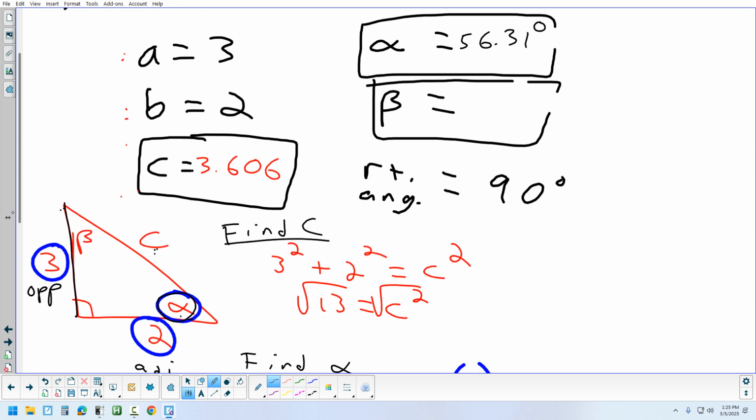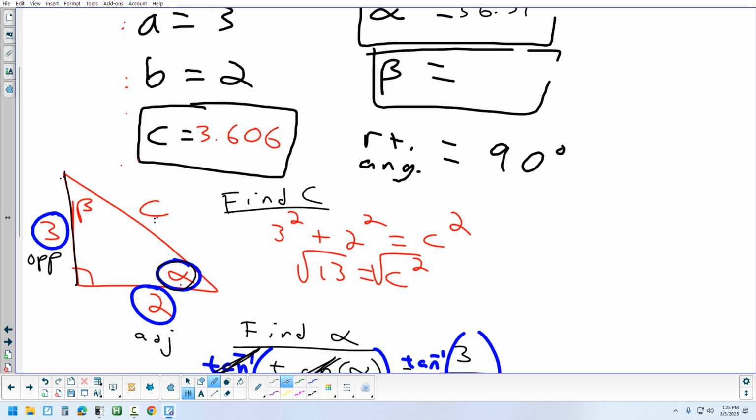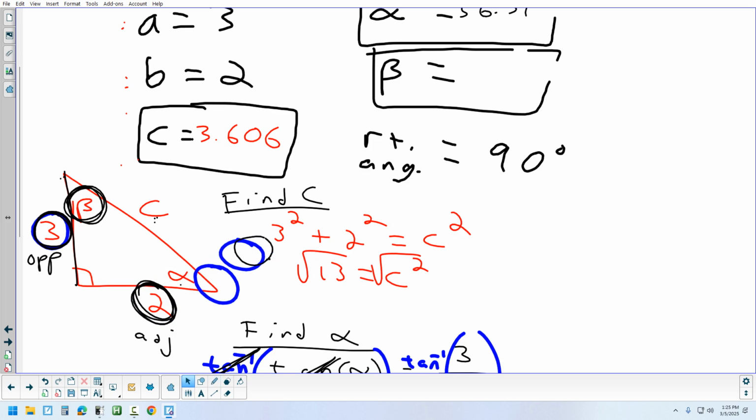Thank you. So now, I'm going to circle everything that we're going to be using. We're finding beta. We're using the 3. And we're using the 2. I'm going to move all that off the screen.